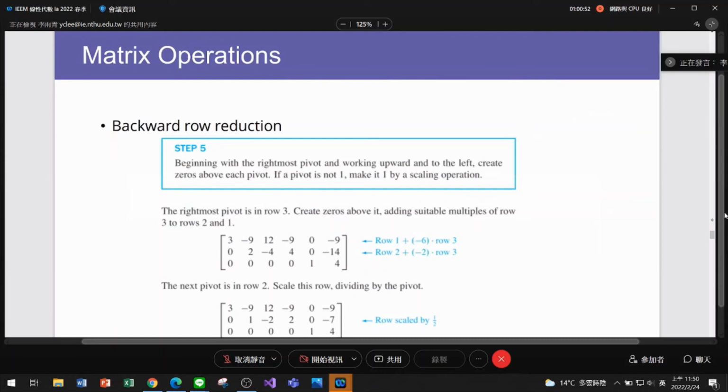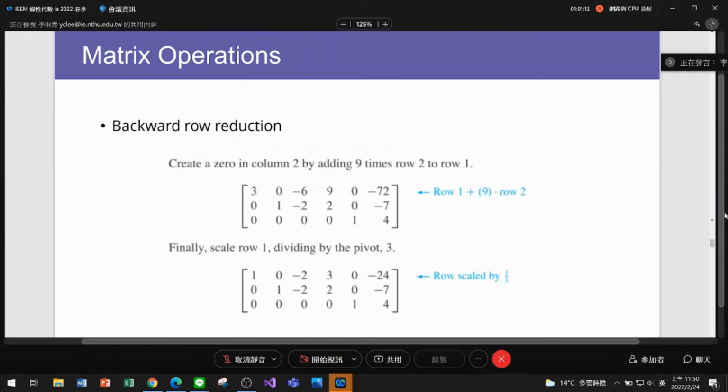So okay. Here's the process. You may take a look at it on your own. Here it has a row scaling by 1/2 to make the leading entry 1. And then we continue to have row replacement to make the values above it 0. And row scaled by 1/3. Now this leading entry becomes 1.